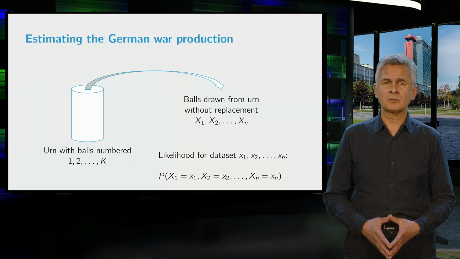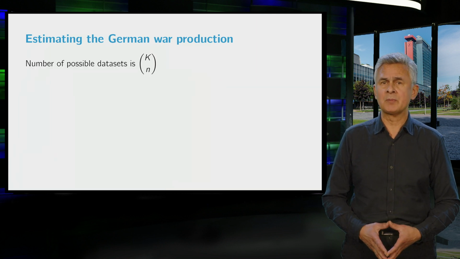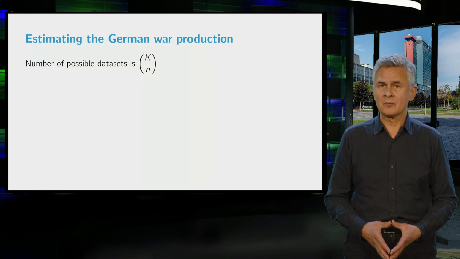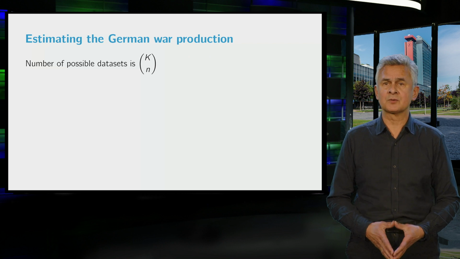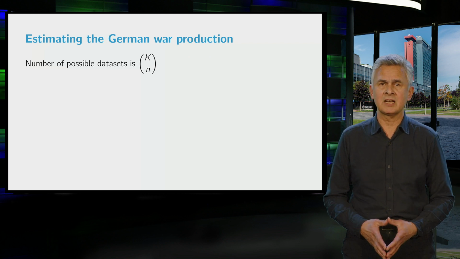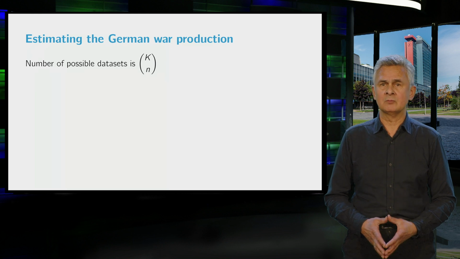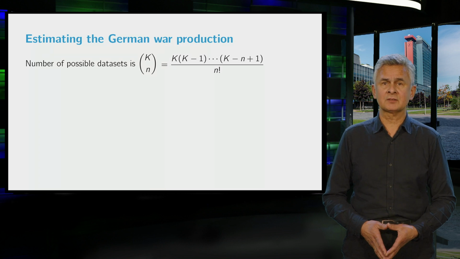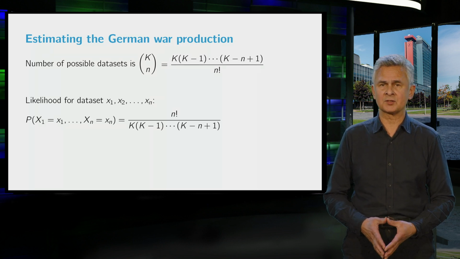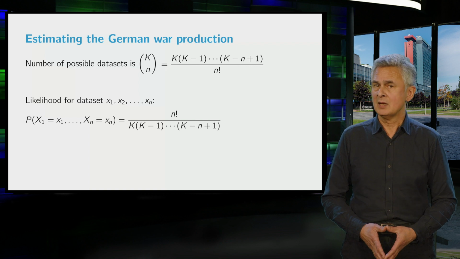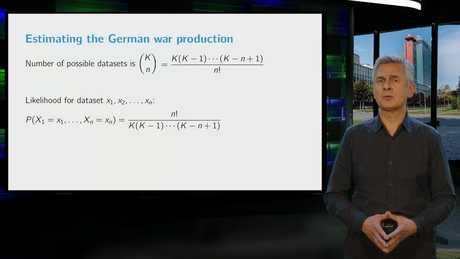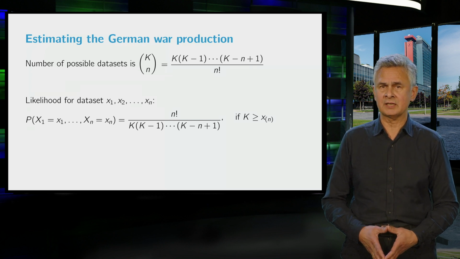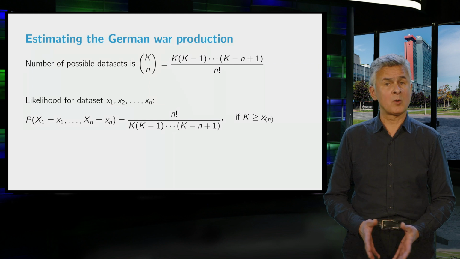Because the balls are drawn with equal probability, the probability of each sample of size n is the same. Now, the number of ways you can draw n numbers from the numbers 1 to k is k choose n, which can be written also as this expression. The likelihood for our dataset is then simply 1 divided by this expression. Now note that this only holds if the number of balls in the urn is at least as large as the maximum number in our dataset. And otherwise, the likelihood is 0.